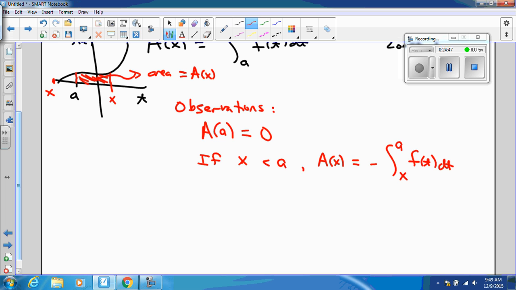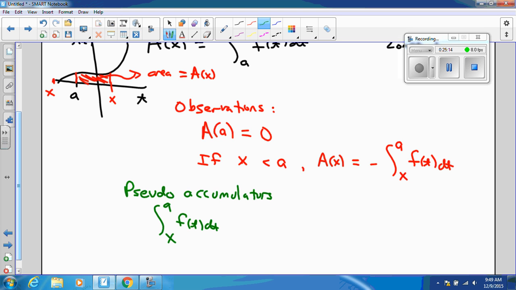And the third observation is just a practical one. There are functions that are similar to accumulator functions, but they're not exactly accumulator functions, and you gotta watch those. So we'll call these pseudo-accumulator functions. Some of them can be rewritten as accumulators. So this will happen sometimes. This is a pseudo accumulator right here.